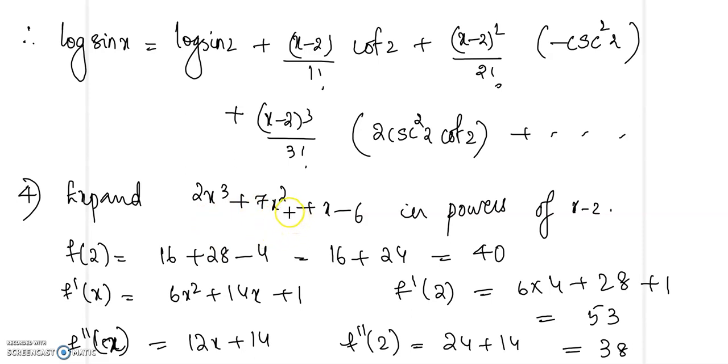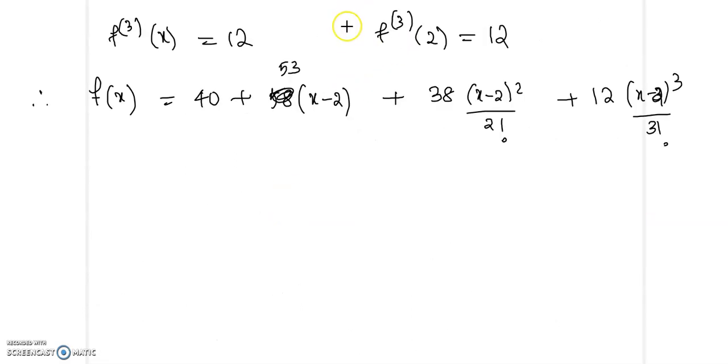Maclaurin series means a function in the powers of x, and this is already in powers of x. So for any polynomial, the Maclaurin expansion of the polynomial will be itself. Okay. Look at the next problem.